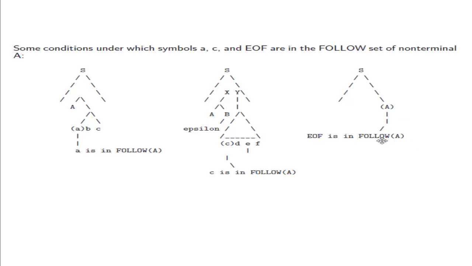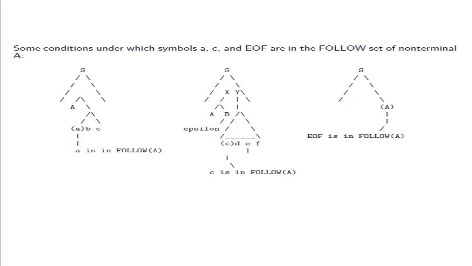Or in this case also, if B goes to epsilon, Y goes to epsilon, everything goes to epsilon, then the follow of S is the follow of A. If you ask what is the follow of S, that's going to be the end of file, and in our case we put the dollar in as end of file. So dollar is the follow of S, and the same for A, the follow of A is the dollar.